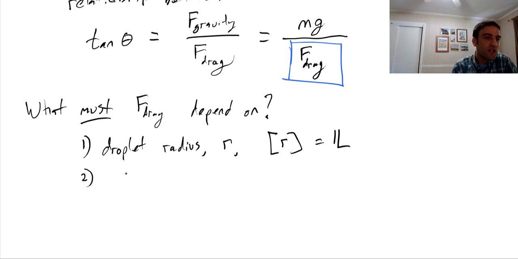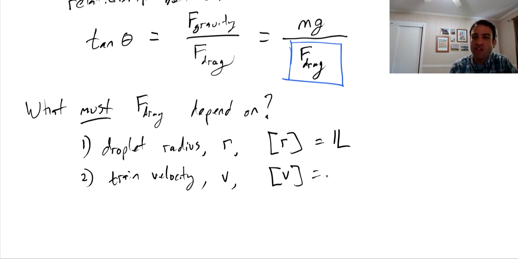Okay, it better depend on the speed of the train, otherwise this whole exercise is not going to work. But of course that also makes sense, right? The speed of the train sets how fast air is moving past the droplet, even in the absence of wind. So the train velocity surely matters, train velocity v, and the dimensions of the train velocity, well, that's just length divided by time. So I'll write that as length times time to the minus 1.